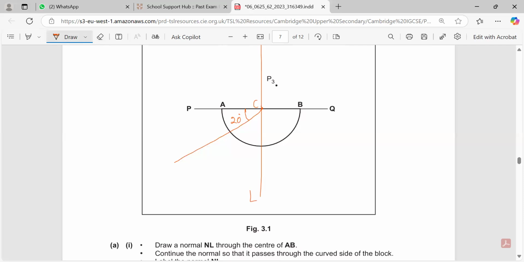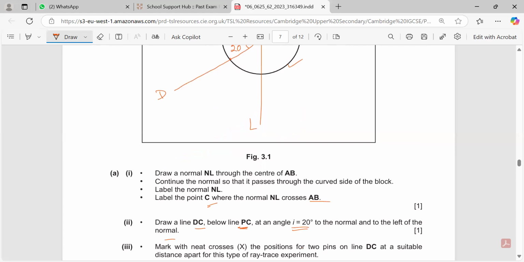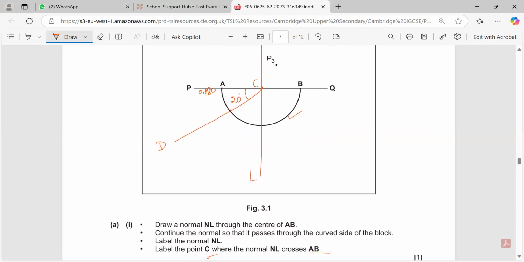You will follow. And how will you put the protractor as the semicircular block? In the same fashion, same direction, you will put the protractor, and then you will start reading. It will be written here 0 and 180. So you can start 0, 10, 20. So this is 20 basically. And they said DC. So the other end will be D. See, DC. So this is D.